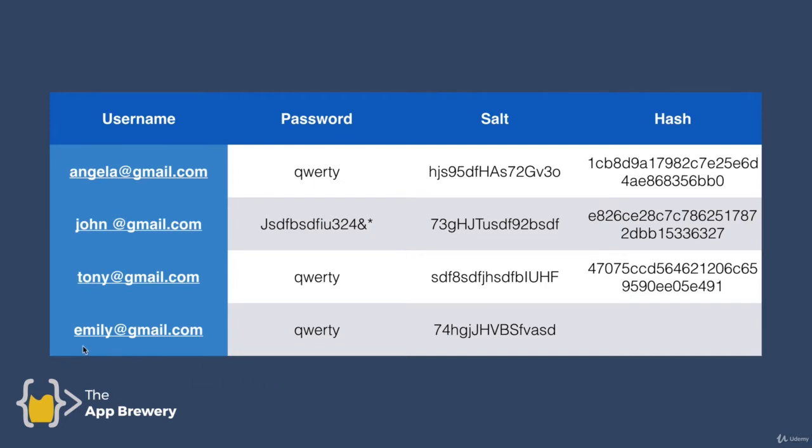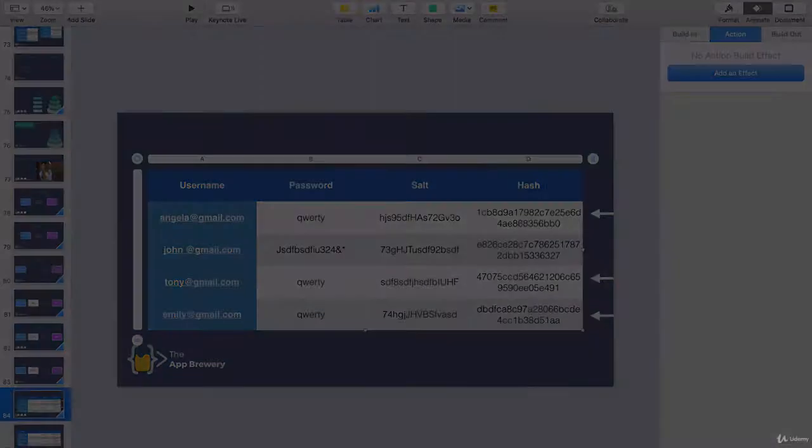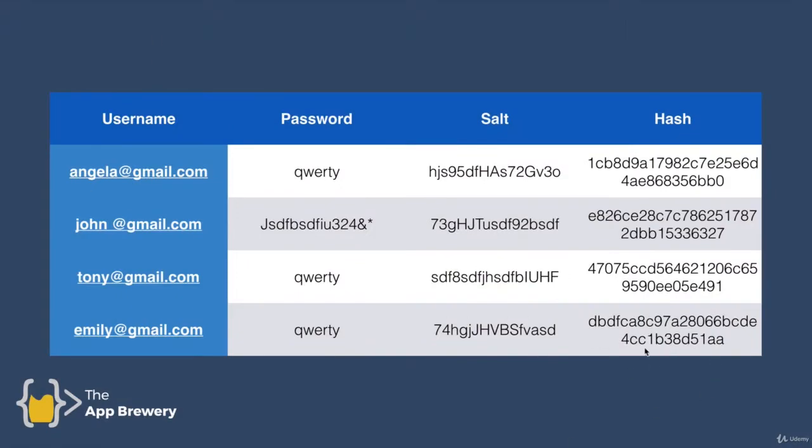So let's try and generate Emily's hash from her password. We know that her password is QWERTY and we generate a random salt. So then let's go ahead and put in her password, QWERTY, and then we append at the end that random salt that we generated, and we end up with a hash. Now, this hash, however, is not the same as Tony's hash or Angela's hash because the salt is different each time.